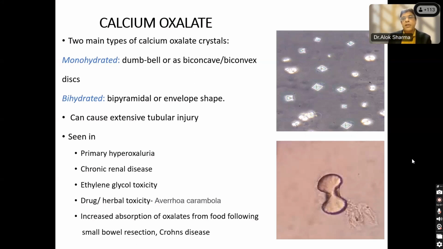So remember the etiologies, remember the appearance, remember the birefringent natures, the ones which are strongly birefringent versus the ones which are not birefringent, and why, and which are the monohydrate and the dihydrate forms, to be able to identify them.